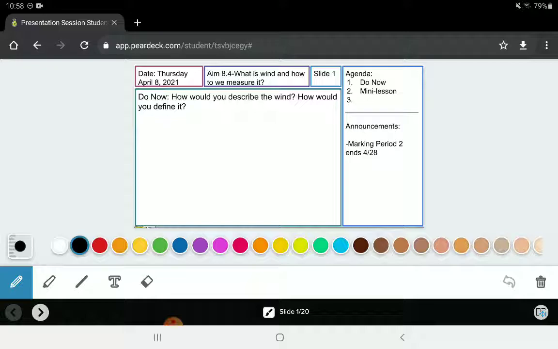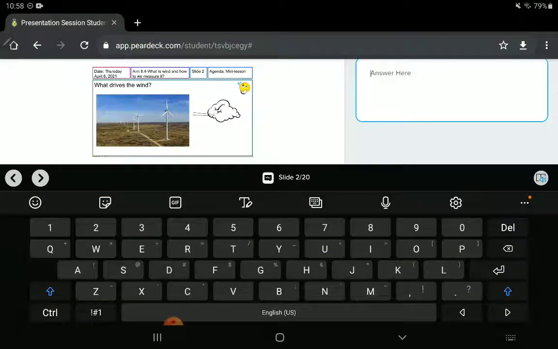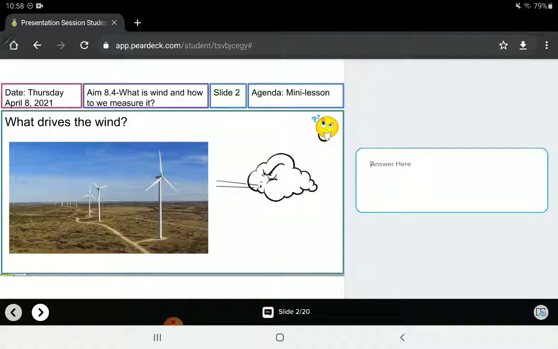We talked about it a little bit the other day in class, how maybe you don't necessarily feel air when you're just walking through. It's very hard to say that you could feel the atmosphere around you, but we do feel wind. So, how would you describe that in your own words? When you're done with your do now, you're going to go on to the next slide. On this slide, you're going to answer, what do you think drives the wind? That will be your response that you put in here for yourself.